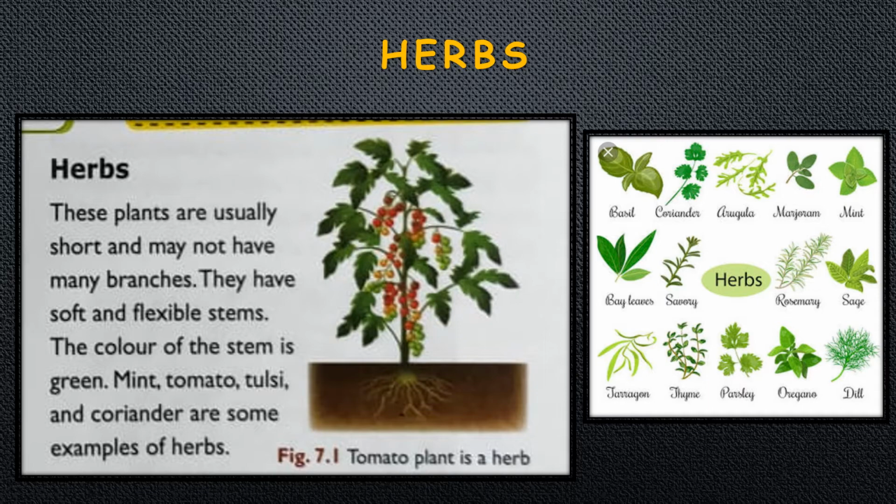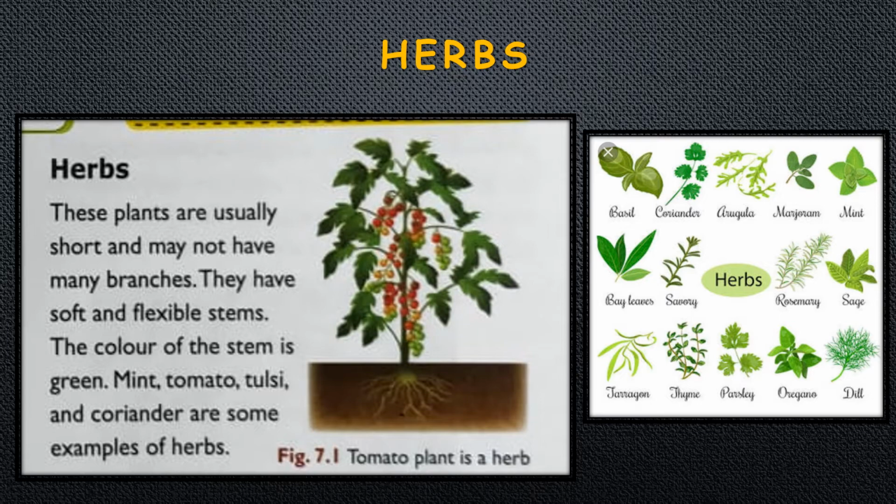So let's first talk about the herbs. Kindly listen to it very carefully. These plants are usually short, may not have branches, with soft and flexible stems. The color of their stems is generally green.